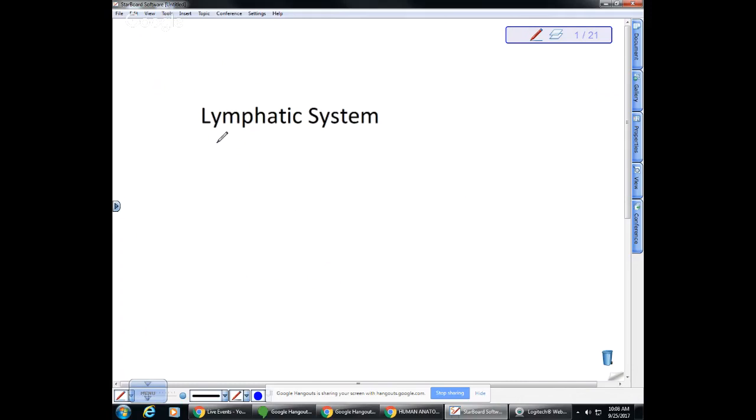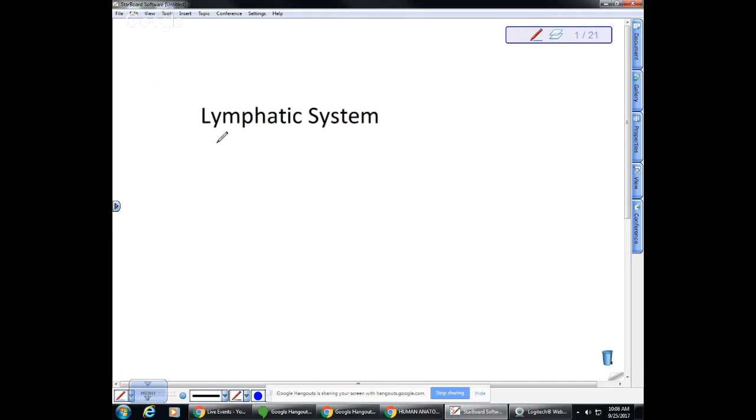So this is chapter 20 in your textbook. And the lymphatic system is interesting because it is often not a common system that you learn about if you were just taking a regular biology class. But it is really important, and specifically when it goes wrong, it causes a lot of problems, right?